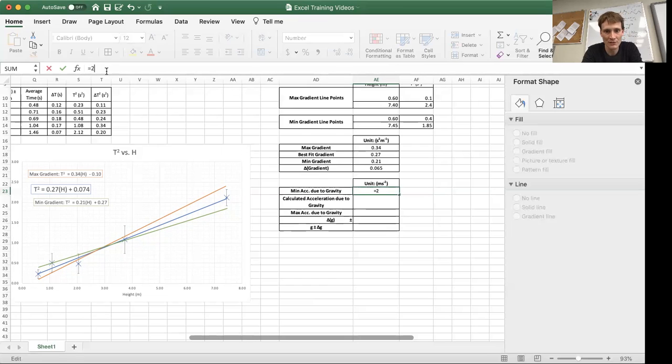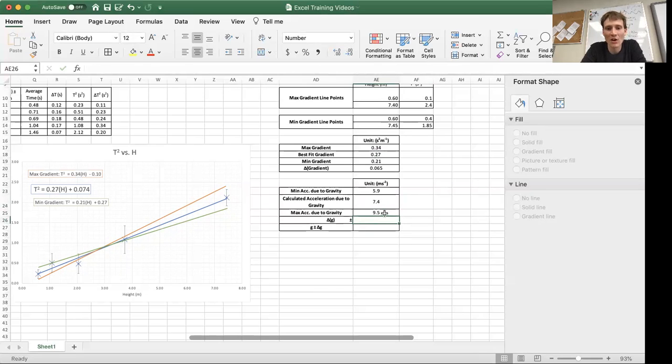This is equal to 2 divided by my maximum gradient, okay? And that will give me my minimum value on the acceleration due to gravity. I can get my calculated value by doing the same calculation for my best fit gradient. And I can get my maximum value by doing the same calculation on my minimum gradient, okay? And that gives me a measurement for the acceleration due to gravity of 7.4 meters per second squared right here, a minimum value of 5.9 and a maximum value of 9.5.